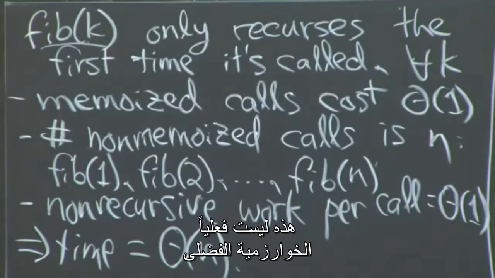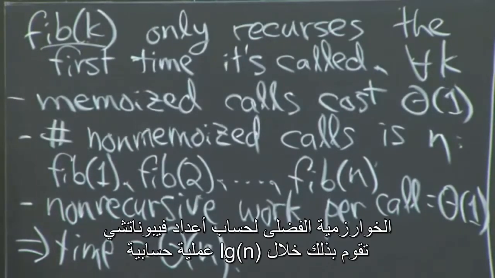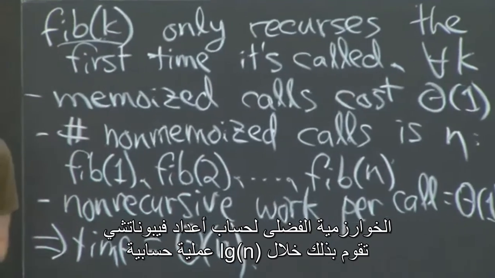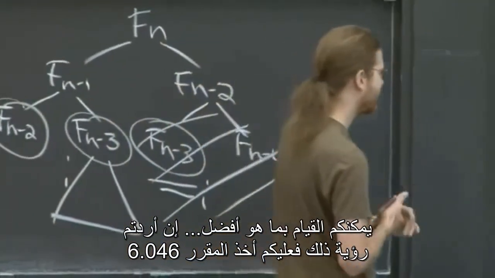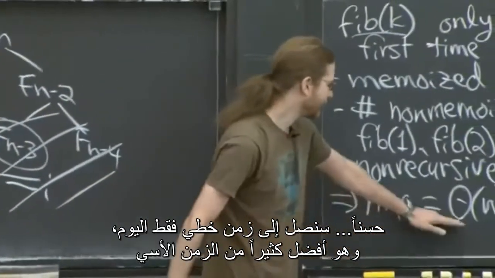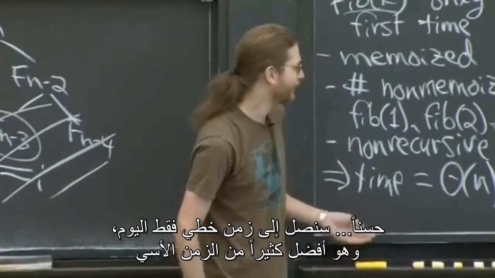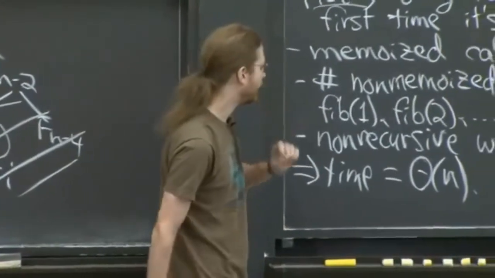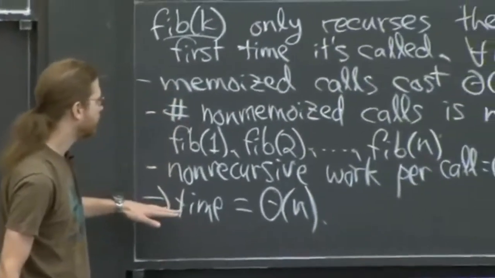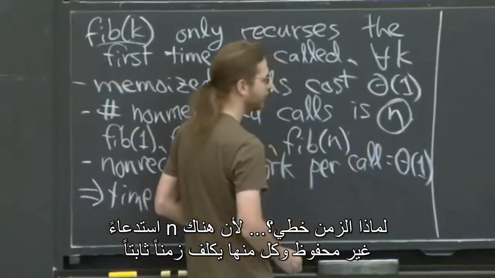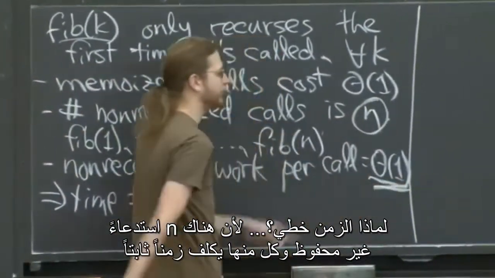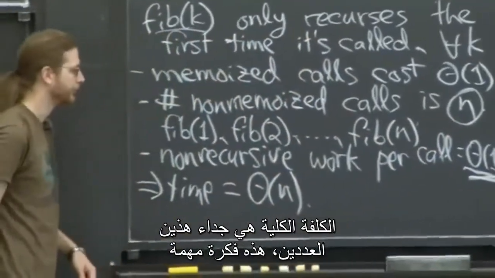This is an aside. The best algorithm for computing the nth Fibonacci number uses log n arithmetic operations. So you can do better, but if you want to see that, you should take 6046. OK, we're just going to get to linear today, which is a lot better than exponential. So why linear? Because there's n non-memoized calls, and each of them costs constant. So it's the product of those two numbers.